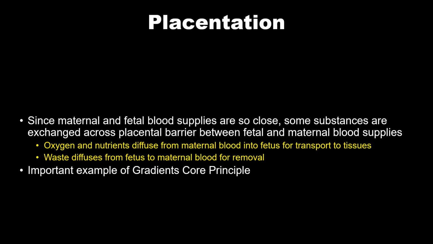Now, some of these substances that are actually exchanged across the placental barrier are going to be exchanged between fetal and maternal blood supplies. But again, the blood never touches. Since the maternal and fetal blood supplies are so close, oxygen and nutrients are able to diffuse from maternal blood to the fetal blood for transfer into tissues, and waste actually diffuses from the fetus into the maternal blood for removal. So let's look at how this blood flows through the placenta.